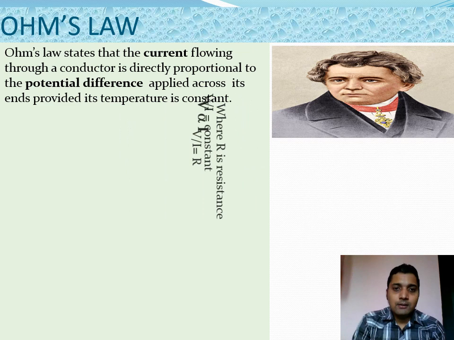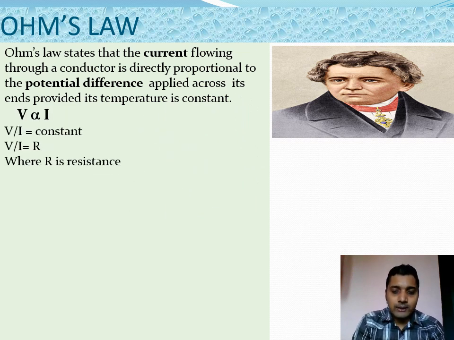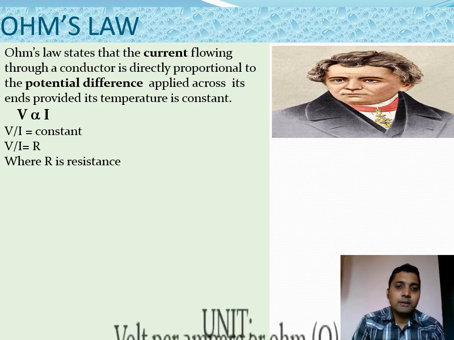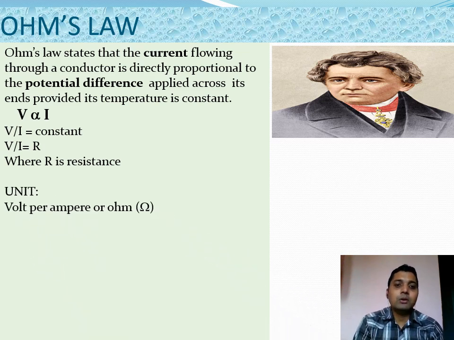That means V is proportional to I, where V is the potential difference and I is the current, and V by I is constant. That constant, Ohm used the term resistance for. For that reason, the unit of resistance is volt per ampere, or ohm.